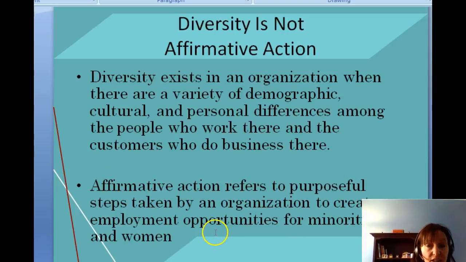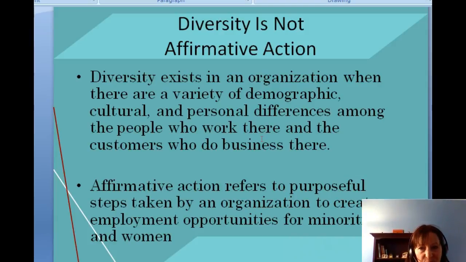Nonetheless, affirmative action is oftentimes associated with diversity because obviously if you're meeting your affirmative action goals, then you probably do have a diverse workforce, but it is separate from diversity because diversity is a much broader concept encompassing things such as demographic differences, cultural differences, personal differences, etc.